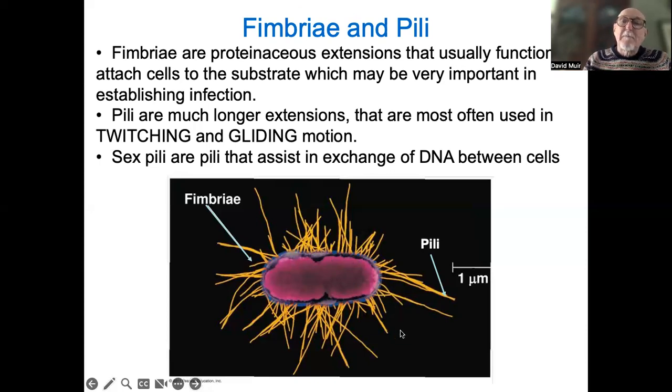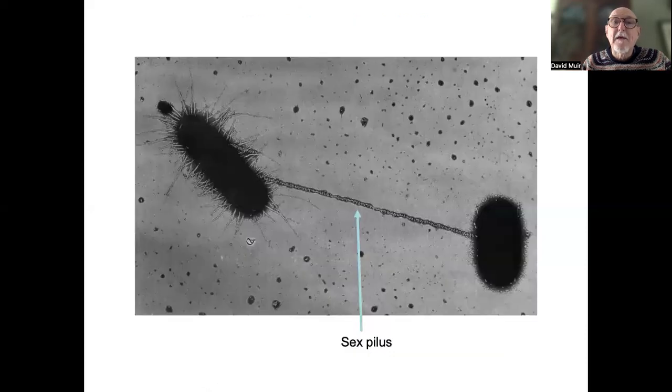There is one very important type of pilus, which is a hollow tube called the sex pilus, which enables the exchange of DNA between two different bacterial cells. We will hear mention of that when we talk about bacterial genetics. Here is the sex pilus here.